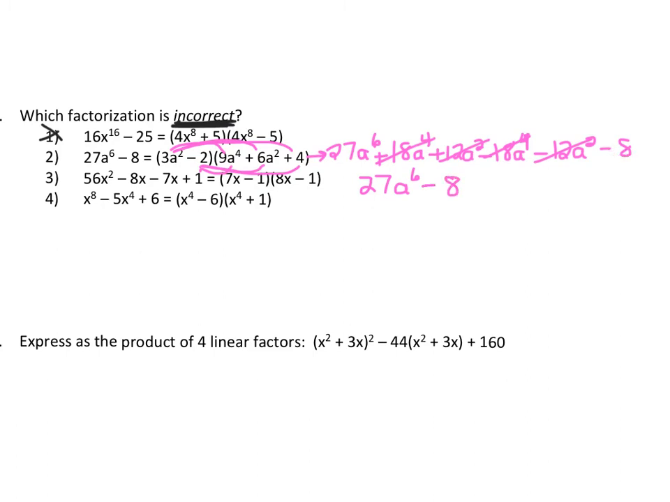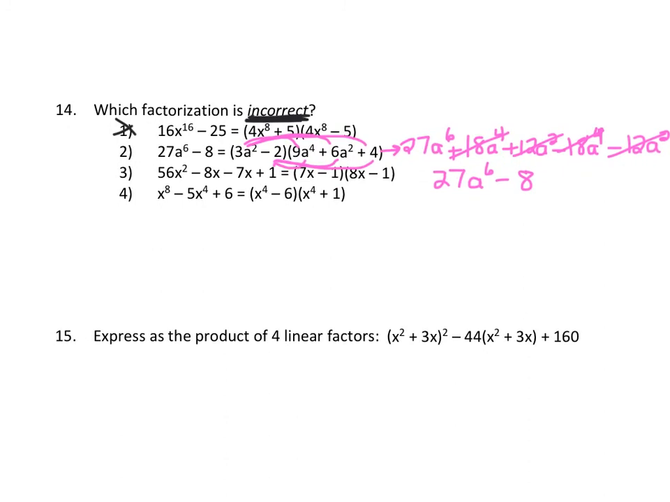Now, if we look at this expression I'm left with, isn't this exactly what it says on the left-hand side of the equal sign? So what that means is these two expressions are equal to each other. So let me move this back over. Since they're equal to each other, we're looking for which is incorrect. So choice 2 is not going to be our answer.